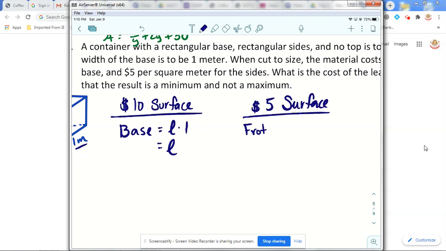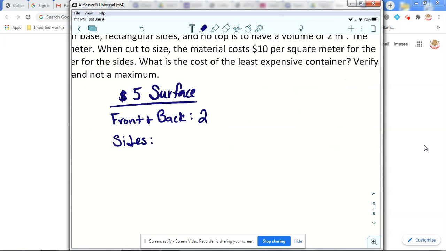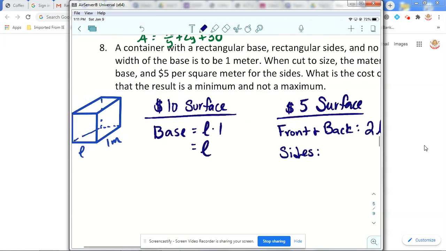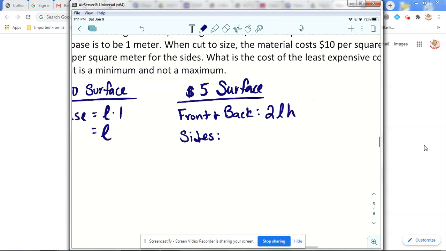So we have to break this down into the front and back, and the sides. So looking at the front is going to be the length times the height. That area is. And the back should match up. So we have 2 of those. So 2 length times heights. All right, and then the sides are going to be the height times 1, because this would be a height also. So the height times 1, and we have 2 of those, or just 2H.